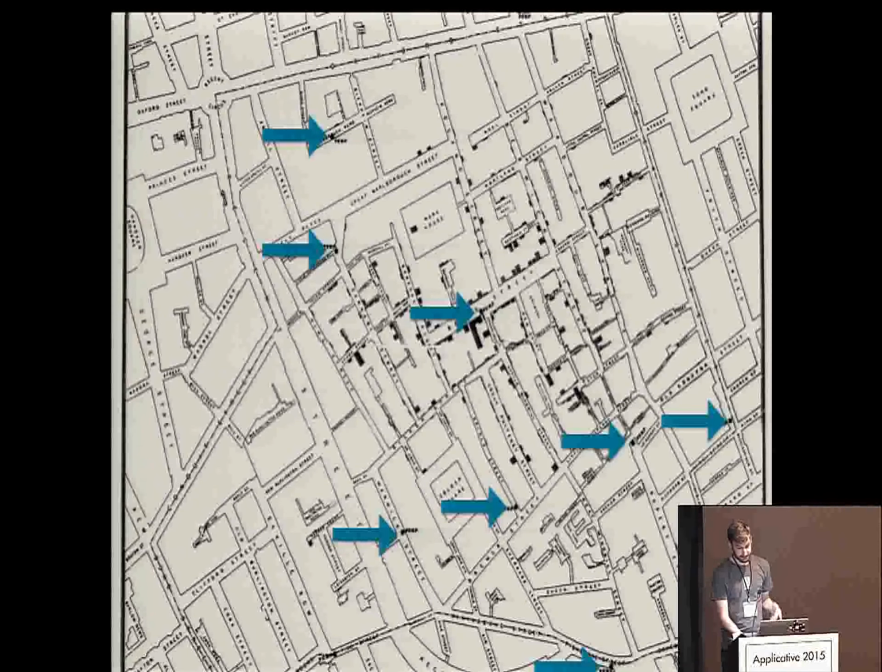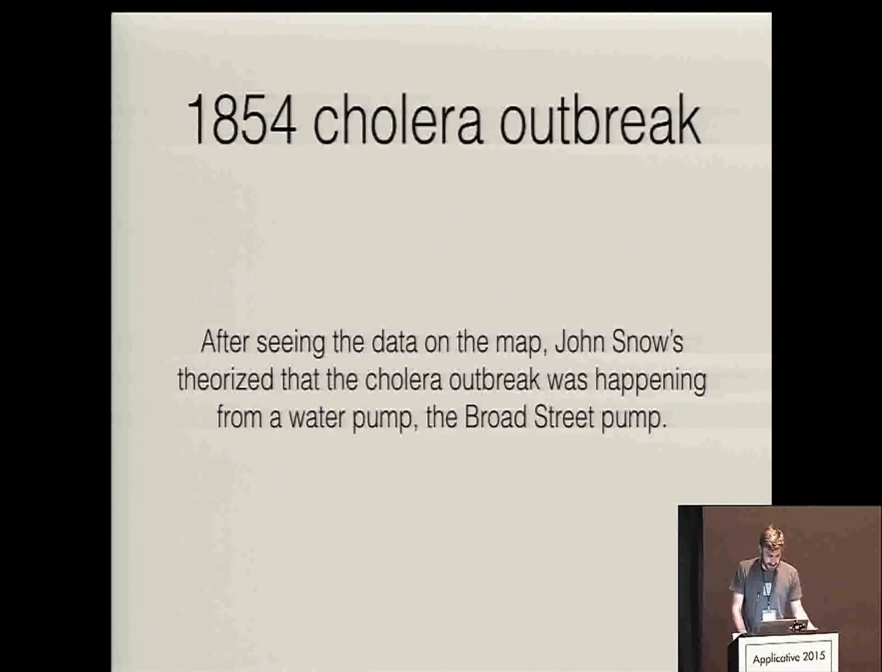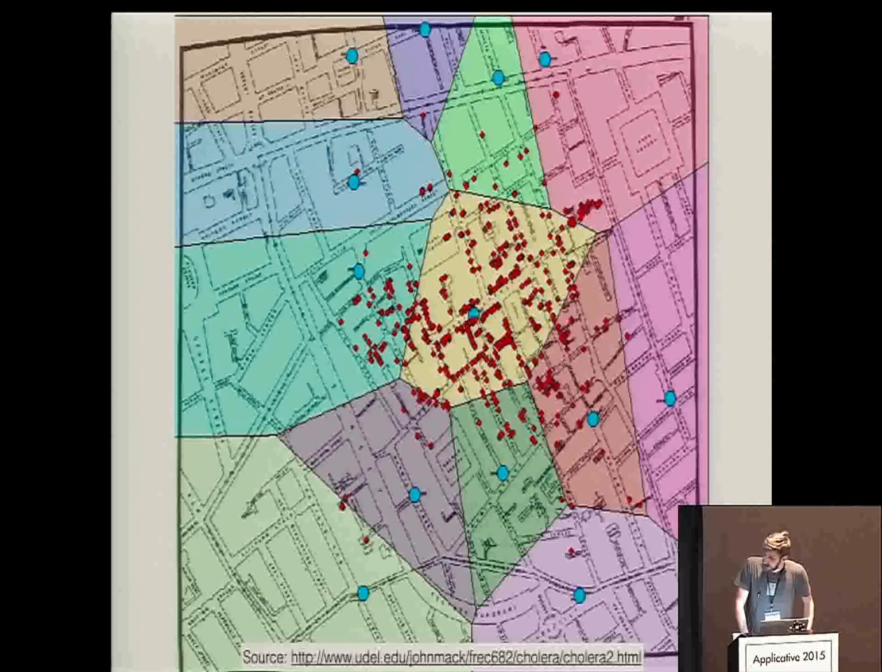After seeing the data on this map, John Snow further theorized that the cholera outbreak was coming from a water pump, which was not the accepted theory at the time. The accepted theory in 1854 was called the miasma theory. Disease was spread through a noxious cloud that would go neighborhood to neighborhood, and you inhale the gas and you get sick. So this is what it looks like with some modern aid for the Voronoi diagram. If you drew it and colorized it, you can tell the evidence is pretty damning. That one particular polygon has most of the deaths in it.